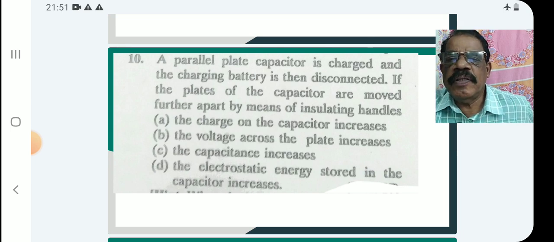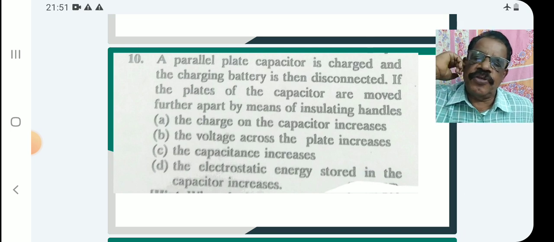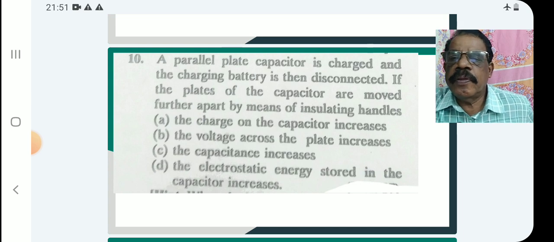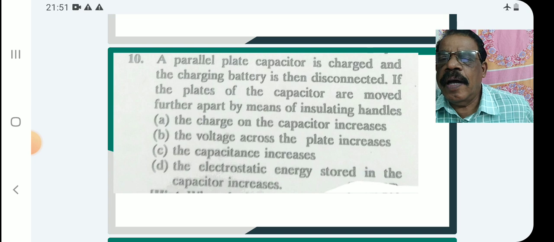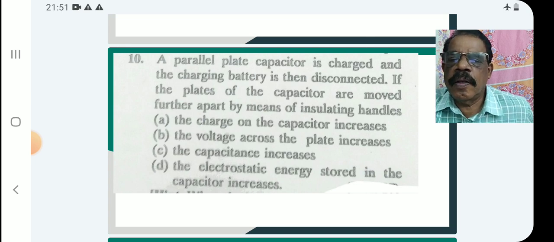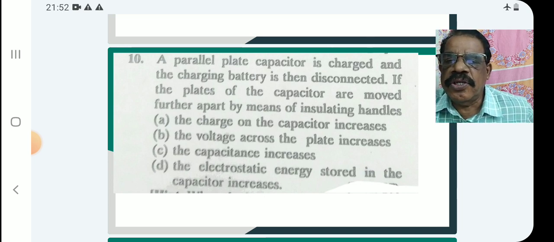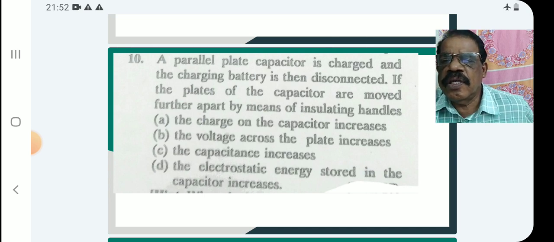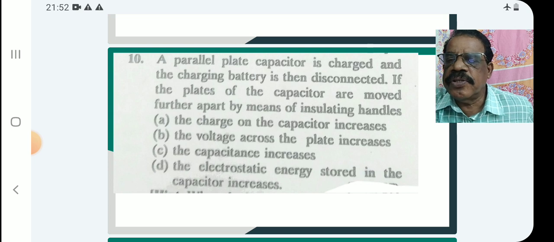A parallel plate capacitor is charged and the charging battery is then disconnected. If the plates of the capacitor are moved further apart by means of insulating handles, ഇപ്പോൾ ഒരു കപ്പാസിറ്റർ ചാർജ് ചെയ്യും, എന്നിട്ട് ബാറ്ററി ഡിസ്കണക്ട് ചെയ്യും, പ്ലേറ്റ്സ് നമ്മൾ അകലത്തിലേക്ക് മാറ്റും, ഇൻസുലേറ്റിംഗ് ഹാൻഡിൽ ഉപയോഗിച്ചാണ് മാറ്റുന്നത്. അപ്പോൾ എന്ത് സംഭവിക്കും? Charge on the capacitor increases, voltage across the plate increases, capacitance increases, the electrostatic energy stored in the capacitor increases.